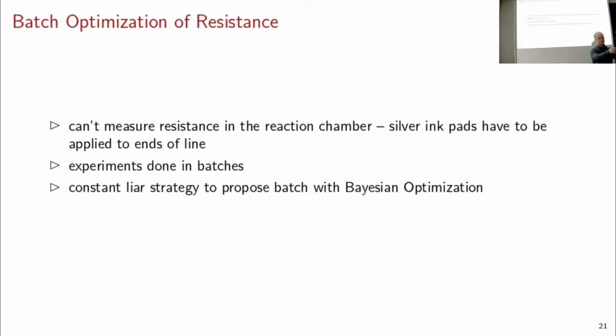So we have to take the sample out. There's actually a human that has to take it out of the reaction chamber, and then put silver ink pads at the end of the lines, and then put a probe there to measure the resistance.